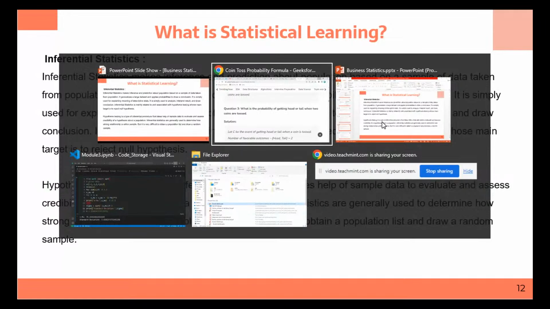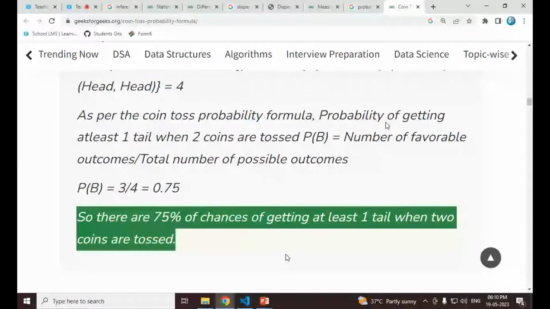So that is good. We are trying to frame the whole solution in one statement. They say there is a 75% chance of getting at least one tail when two coins are tossed. So they are telling it in terms of a number also: 75% is the number we got from the calculation, and you also understand the meaning of 75%. It means getting at least one tail when two coins are tossed.